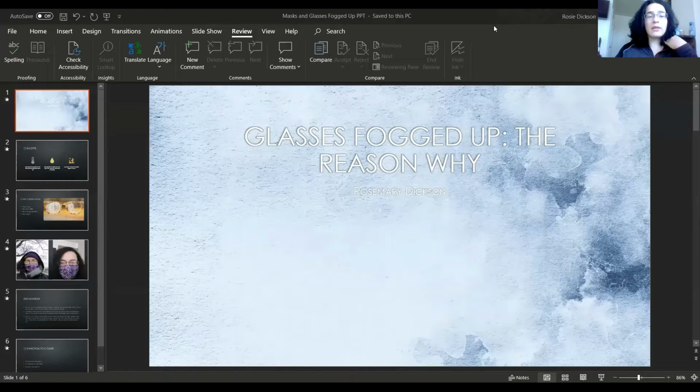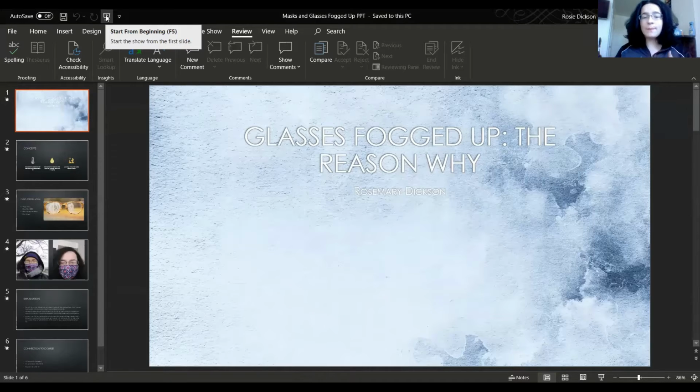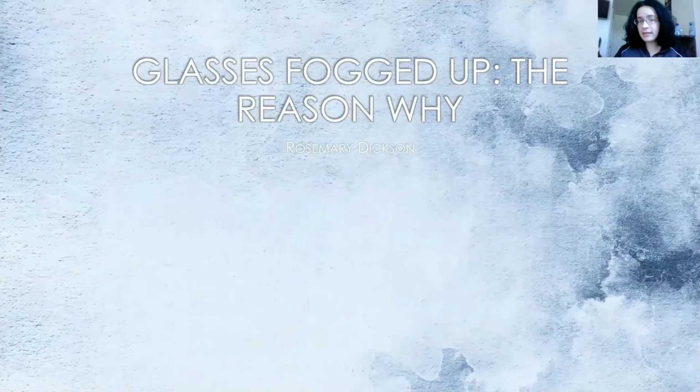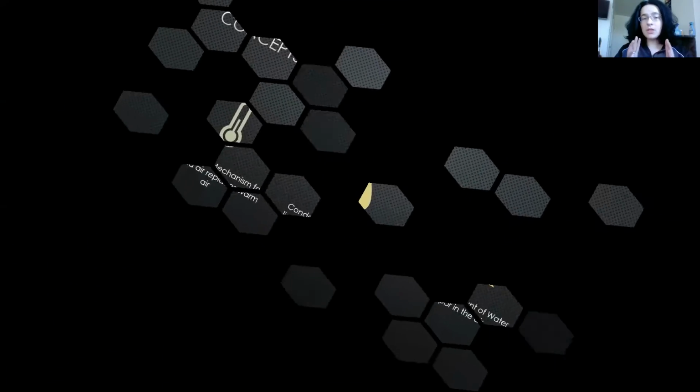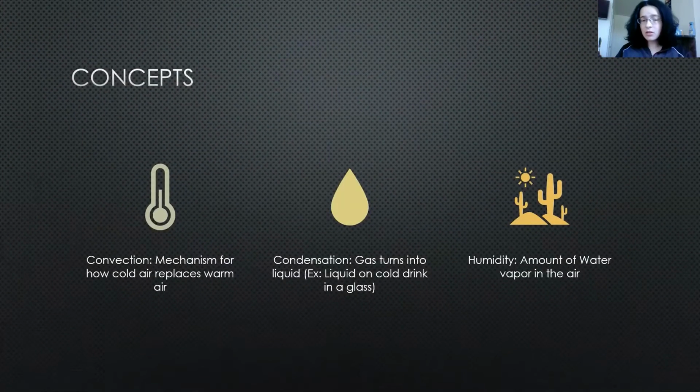So to start off with, we first have to talk about the concepts behind this idea. The concepts that I'm going to be talking about are convection, which is the mechanism for how cold air replaces warm air, and the reason why it happens. You can commonly think of it as cold air being denser than warm air. So warm air rises, and the colder, denser air replaces it.